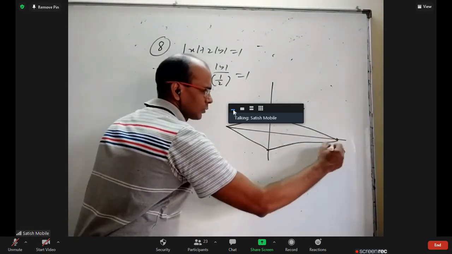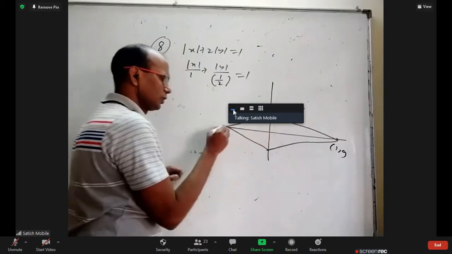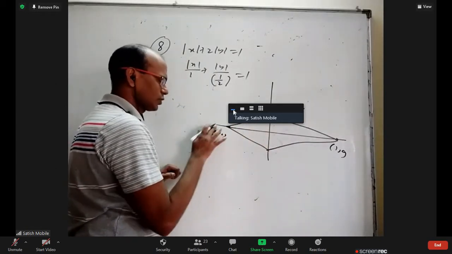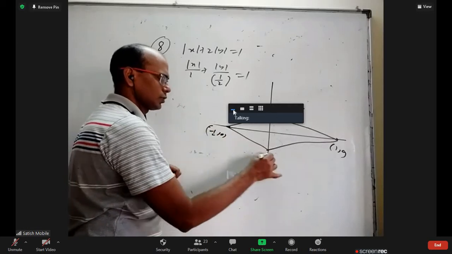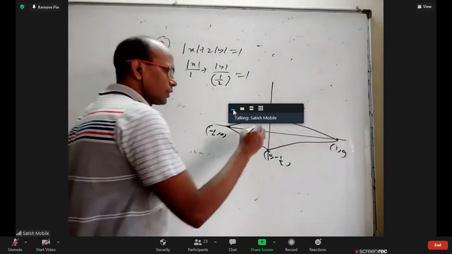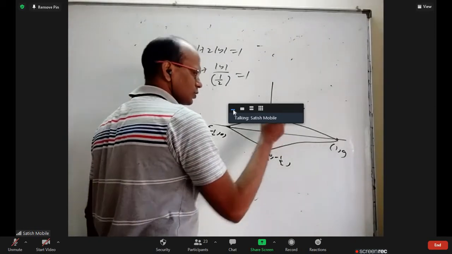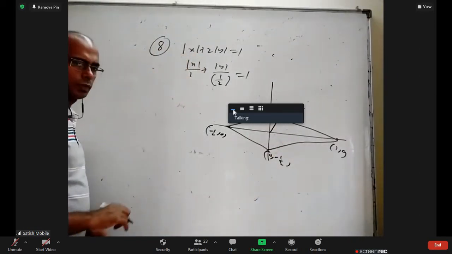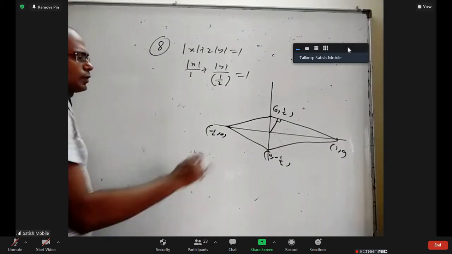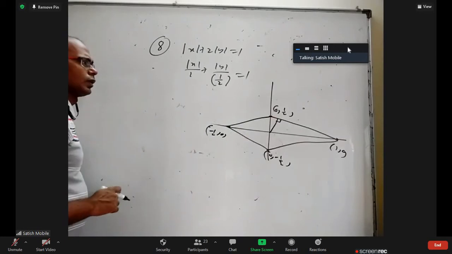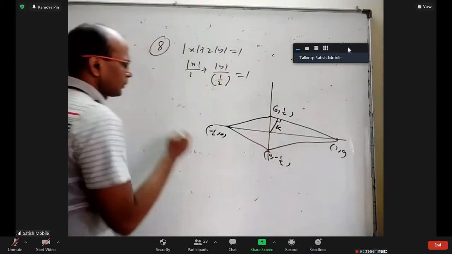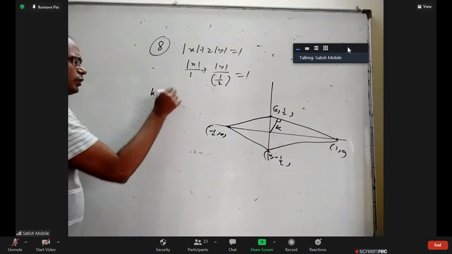This is 1 comma 0. This is 0 comma 1 by 2. This is minus 1 comma 0. This is 0 comma minus 1 by 2. What happens? You find the perpendicular distance from origin to this line. What is the perpendicular distance from origin to this line? Here, 1 by root 5. If you call this k, k is 1 by root 5.